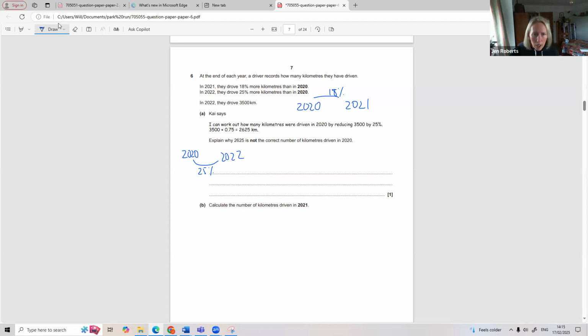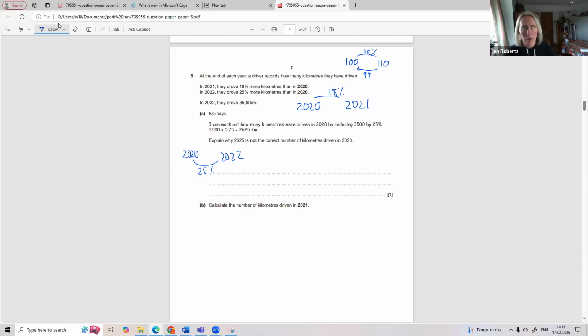I can work out how many kilometres were driven in 2020 by reducing 3,500 by 25%. Explain why 2,625 is not the correct number of kilometres driven. So, if I had £100 and I increased it by 10%, you get 110, right? If I decreased 110 by 10%, take off £11 basically, you get 99 because you've got more once you've increased it. You can't go back like that.